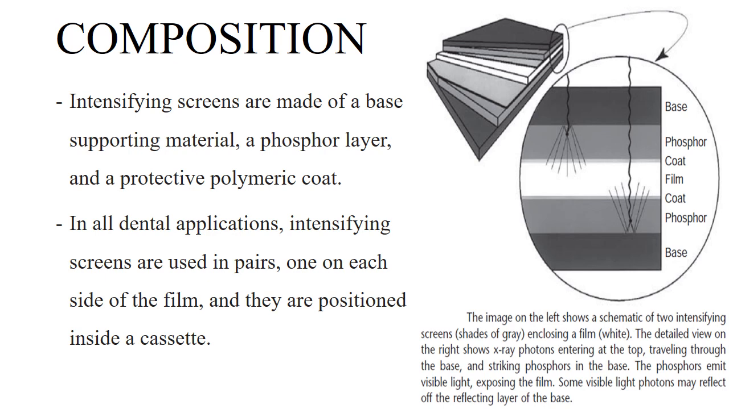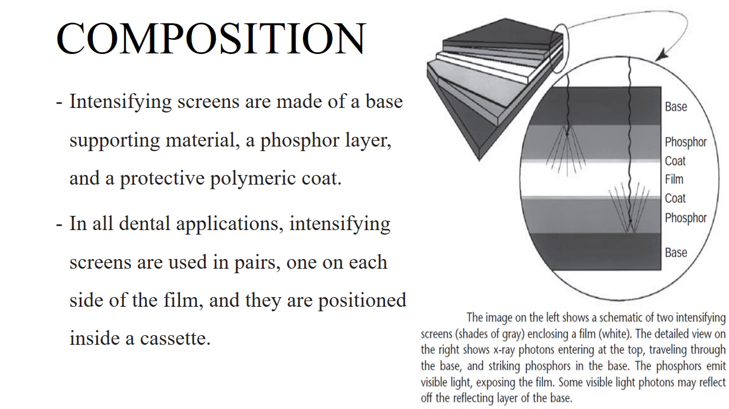Composition. Intensifying screens are made of a base supporting material, a phosphor layer, and a protective polymeric coat. In all dental applications, intensifying screens are used in pairs, one on each side of the film, and they are positioned inside a cassette. As we can see in this diagram, which is showing a schematic representation of two intensifying screens, which are shown in different shades of gray, enclosing a film, which is shown in white color.